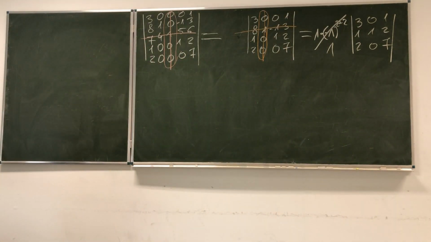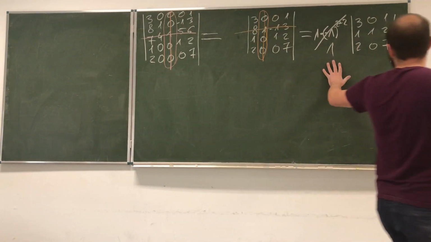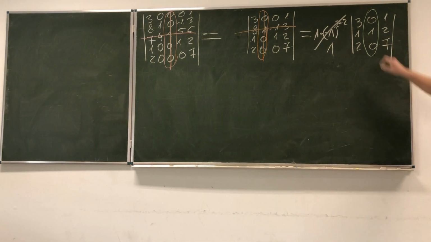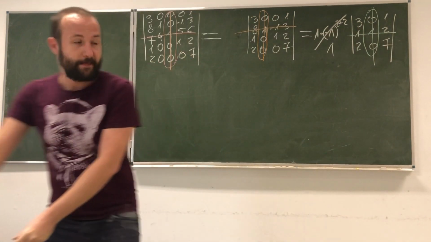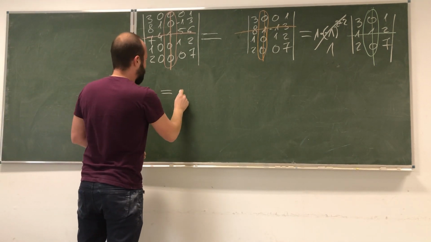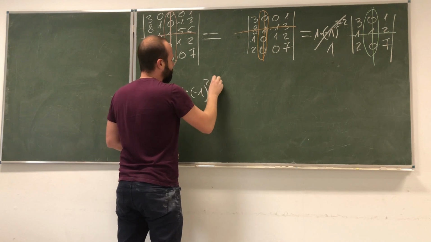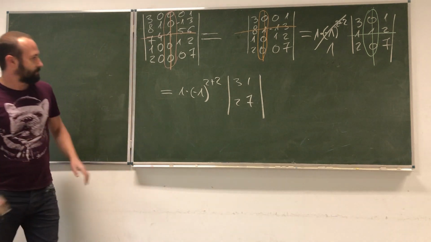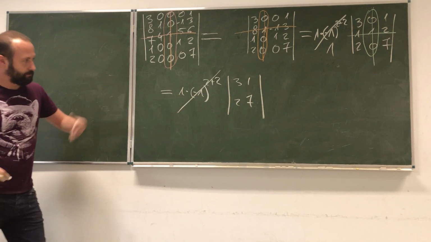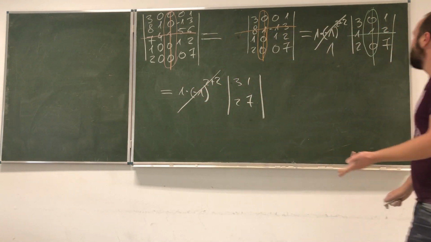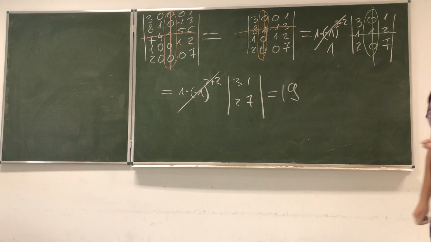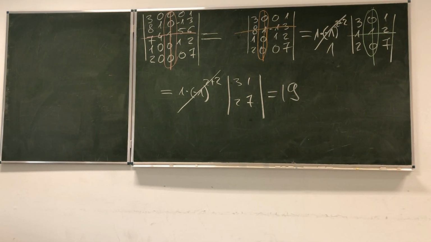So now, let's use Laplace expansion one more time. We clearly see again that this is the best choice. So, what I'm getting out of this is 1 times negative 1 to the power 2 plus 2 times 3, 1, 2, 7. And again, I see that this is equal to 1. 3 times 7, 21, minus 2 is just 19. Okay, so this is how we use Laplace expansion.